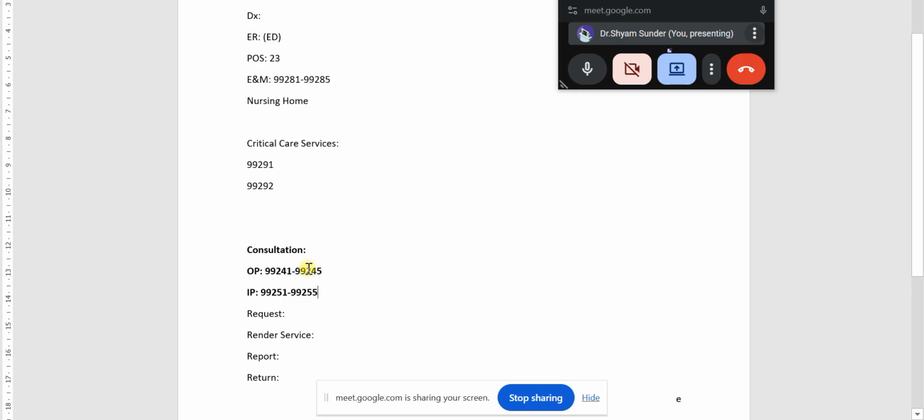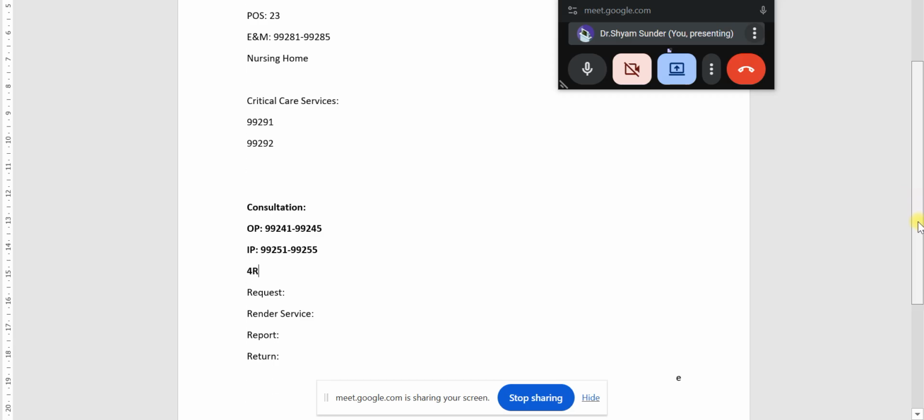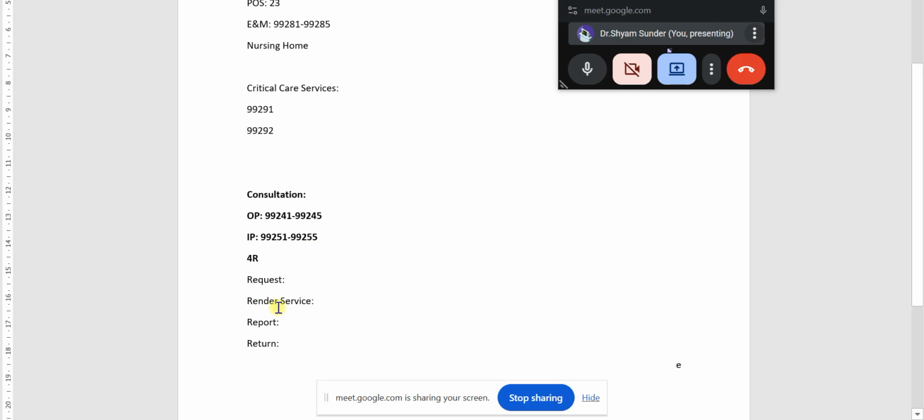These codes are applicable for whom? The specialist who is providing consultation. What is consultation? You must have these four things, what you call 4 R's. There must be a request letter. It has to be filed in the medical record. The cardiologist has to render E&M service. What is E&M service? It is taking history, exam, MDM. Then there must be a report back to the PCP, and the patient has to go back to the original PCP.